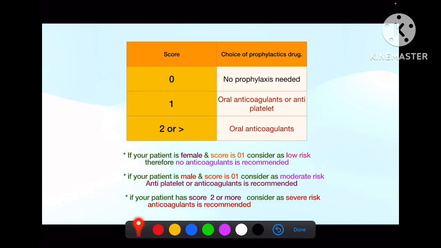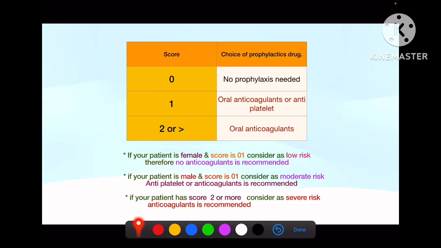Then if your total gain of score is 2 or more than 2, then definitely he or she is a candidate to start an oral anticoagulant here. Now here I have mentioned: if your patient is female, score 1, consider as low risk, and no anticoagulant is recommended.